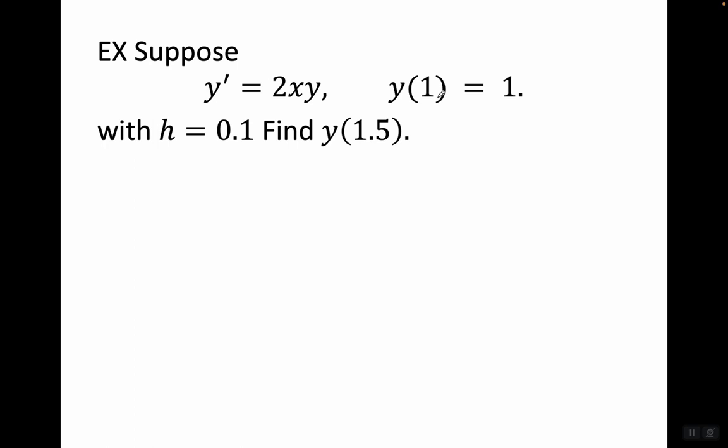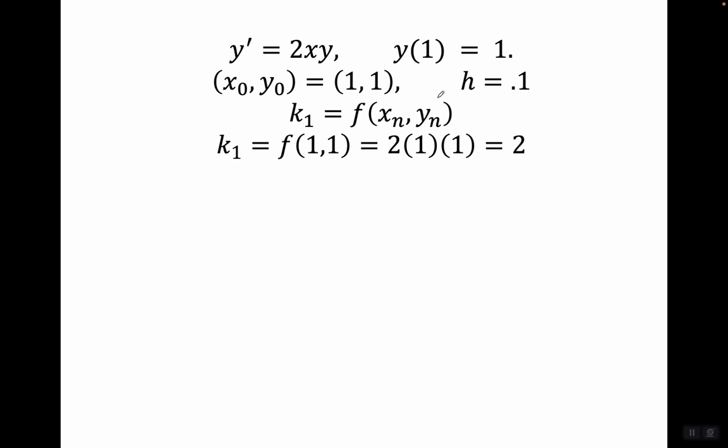So again, returning to the problem we looked at a moment ago, we're going to solve this using RK4. So y prime is 2xy, y of 1 equals 1, that's our initial condition. x0 is 1, y0 is 1, that's our initial value. And h equals 0.1, that's our step size. We saw a moment ago that k1 equals f of x sub n, y sub n. This again is our f of x, y. So k1, I should say, is f of x sub 0, y sub 0, because we're starting off with n equals 0. That's going to be f of 1, 1. In other words, it's going to be 2 times 1 times 1, which is 2.